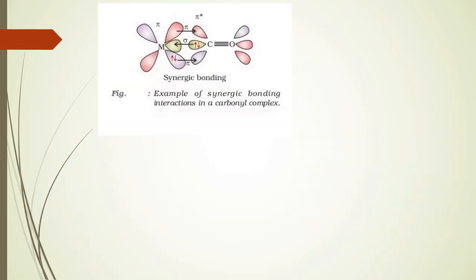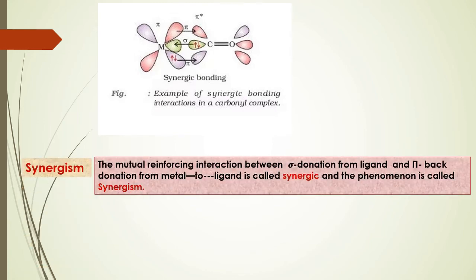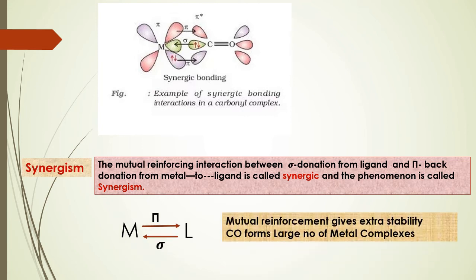Now we see synergic bonding. The mutual reinforcing interaction between the sigma donation from the ligand and the pi back donation from metal to ligand is called synergic, and this phenomenon is called synergism. This mutual reinforcement gives extra stability to carbon monoxide, and due to this extra stability a large number of metal complexes are formed.